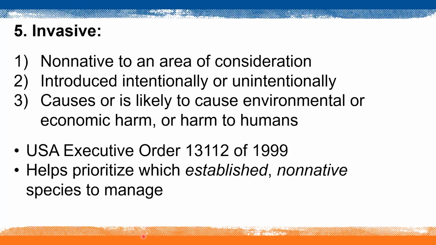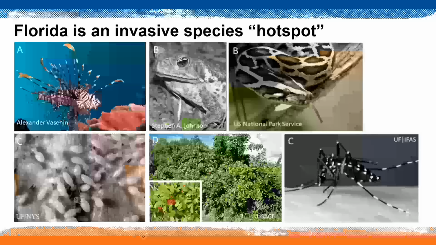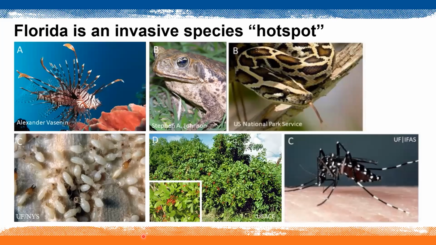As we pointed out, there are a lot of non-native species that are established in Florida, but we don't have the resources to control them all. So instead, we should really be focusing on those that have environmental, economic, or human harm. So that helps with prioritization. Here are some examples of the many invasive species that are established in Florida, and everybody here knows these, but Florida is an invasive hotspot. Okay, that means we have more invasive species here than we would expect by random chance.